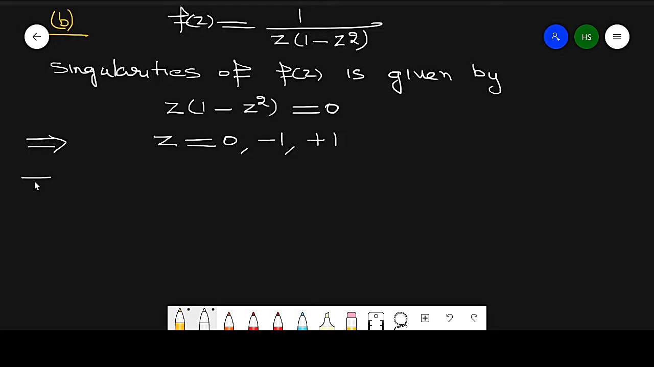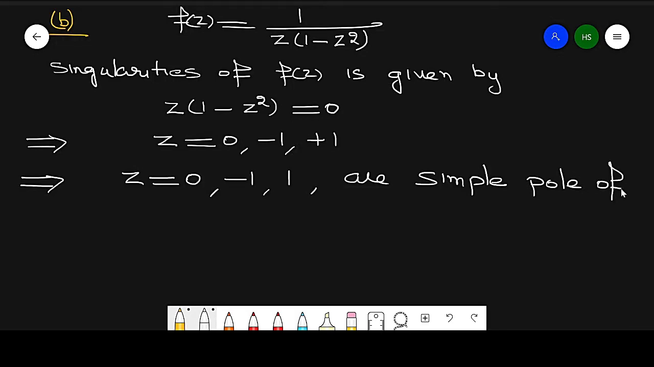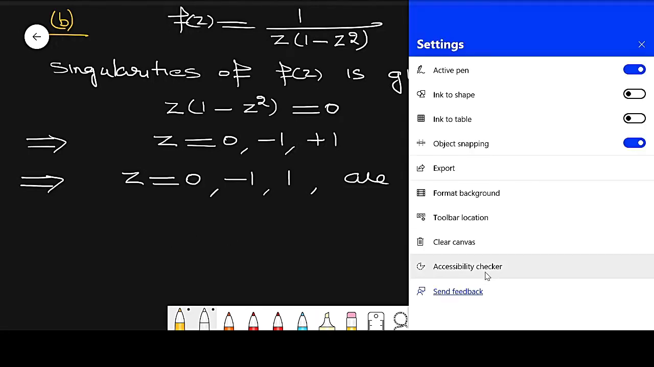So it means z equal to 0, minus 1 and 1 are simple poles of function f of z. So in this way, we can find the poles, the singularities of the function. Now, my next question is the function, function c.